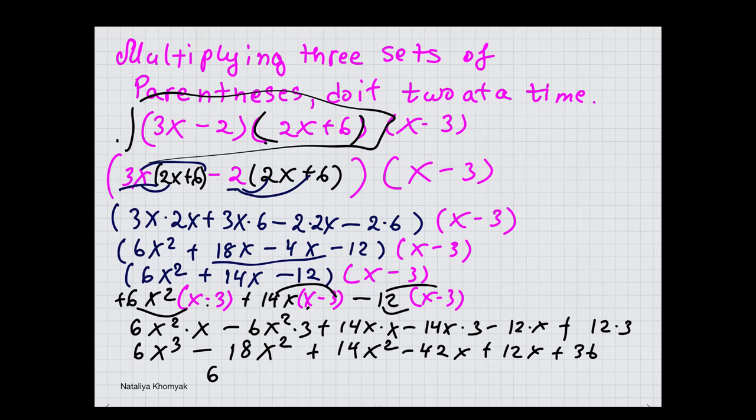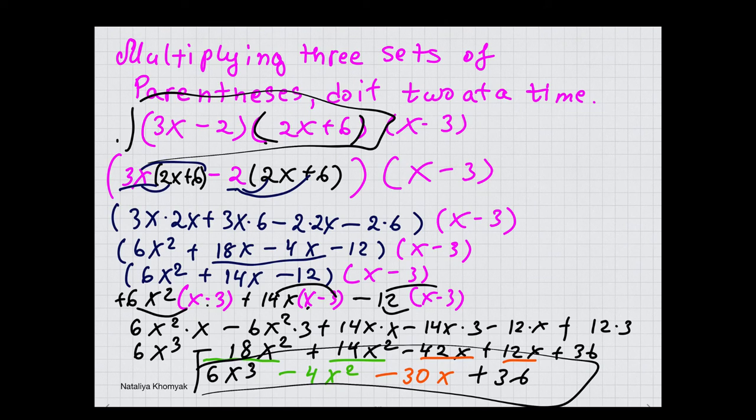We have 6x^3, negative 18 plus 14. That will give us negative 4x to the second, negative 42 plus 12. That will give us negative 30x plus 36. And this is our solution. That's all.